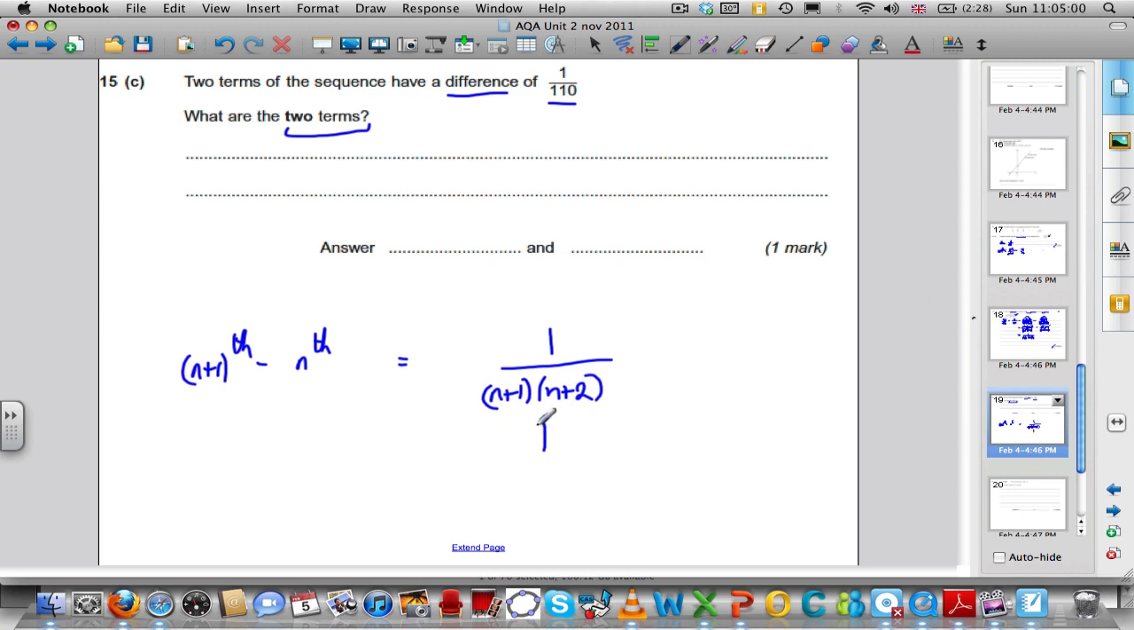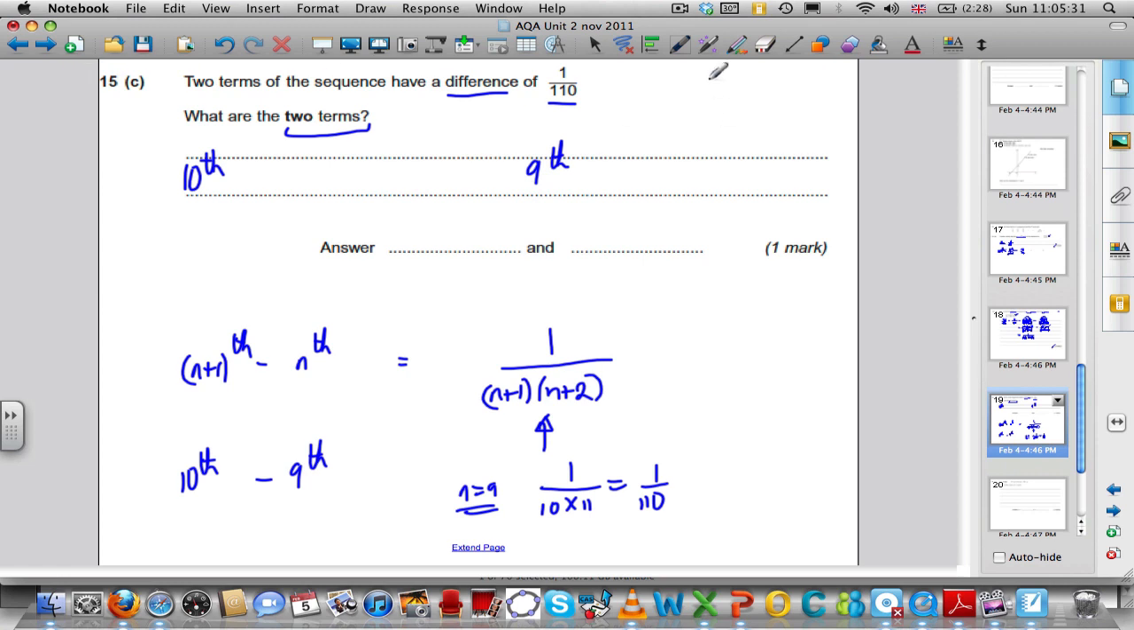Now, what would I have to choose n to be here to get 110 on the bottom? Well, if I chose n is 9, I would get 1 over 10 times 11, which is 1 over 110, which is required. So if n is 9, the n plus 1th term is really the 10th term, and the nth term is really the 9th term. So the two terms I'm looking for are the 10th and the 9th.